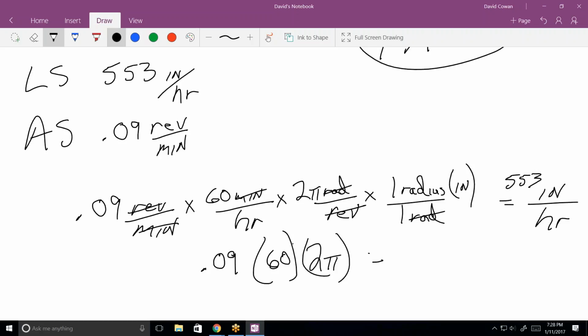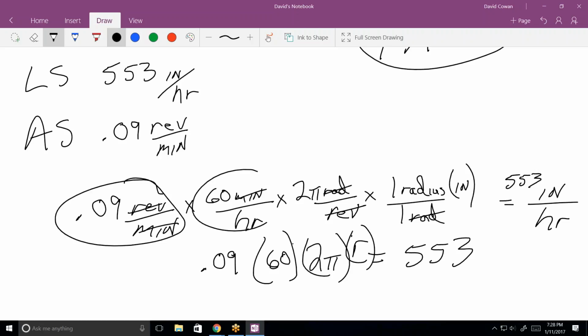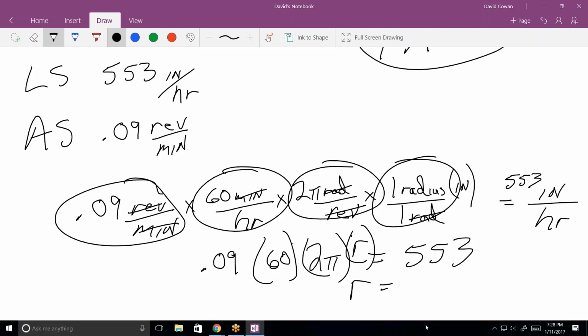That times 60. Oops, times r. R being the radius. In other words, I got all 4 pieces. So that would come out to like 60 times 2 pi. So r is going to be 553 divided by 0.09 times 60 times 2 pi. And you want to come up with a number for that.